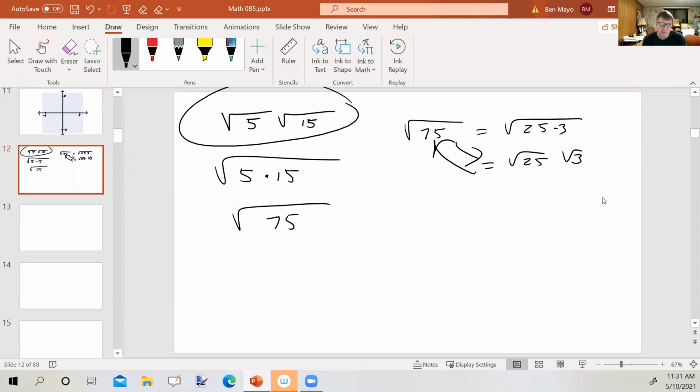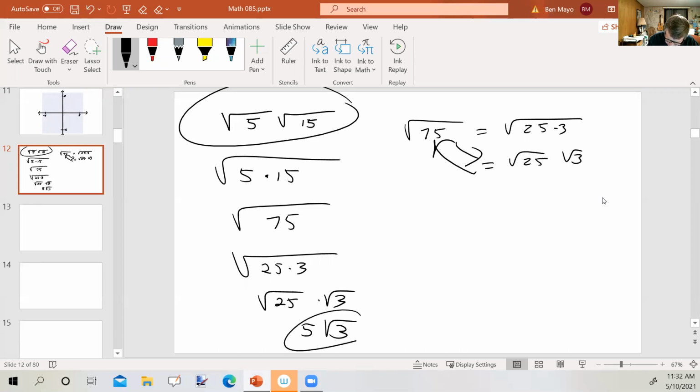Okay. We can put them together, take them apart as long as they have the same index and they all result in real answers. So now that I've got the square root of 75, I could go back and pull it apart this way and have 5 square roots of 3 as the final answer. So I can go from here to here.